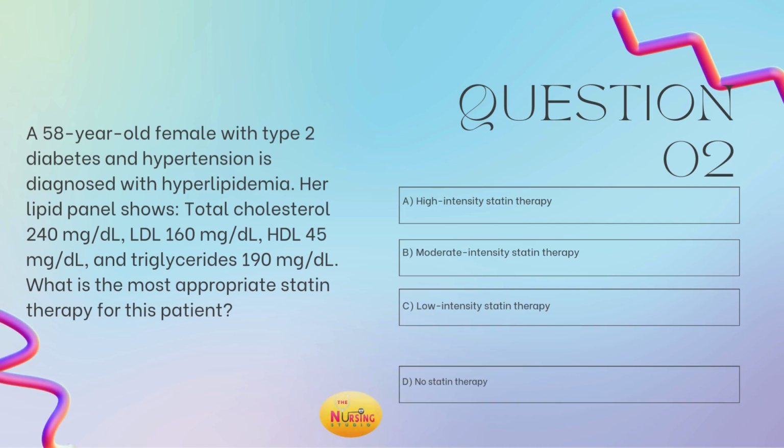A 58-year-old female with type 2 diabetes and hypertension is diagnosed with hyperlipidemia. Her lipid panel shows a total cholesterol of 250 milligrams per deciliter, an LDL of 160 milligrams per deciliter, an HDL of 45 milligrams per deciliter, and triglycerides of 190. What is the most appropriate statin therapy for this patient? Is it A, high intensity, B, moderate intensity, C, low intensity, or D, no statin therapy?